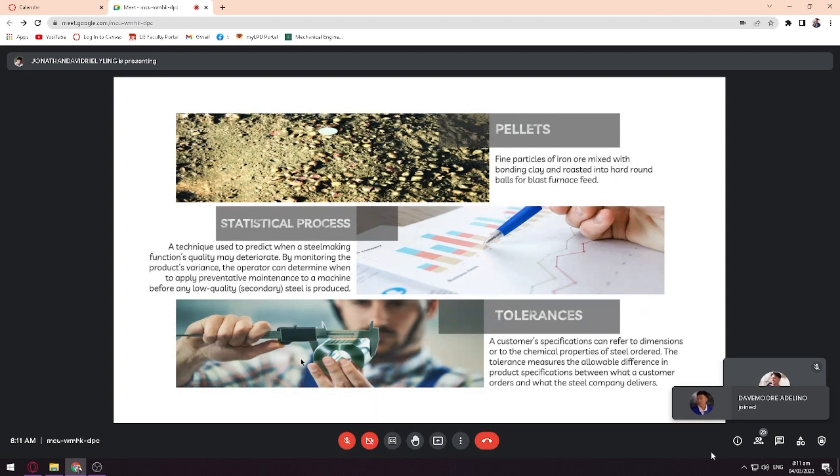Tolerances: a customer specification can refer to the dimensions or the chemical properties of steel ordered. The tolerance measures the allowable difference in product specification between what a customer orders and what the steel company delivers.